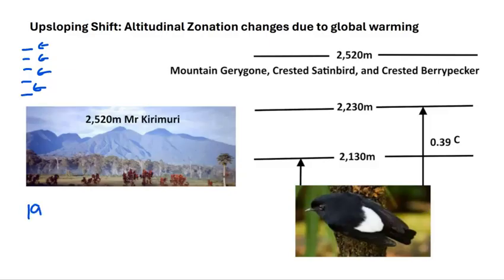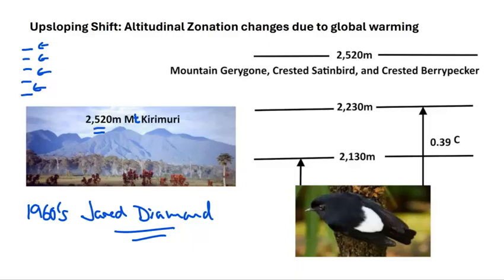In the 1960s, there was a famous study by Jared Diamond, a well-known author of biology books, in Papua New Guinea on a mountain, that should be Mt Kirimuri, which has an altitude of 2,520 meters. And Diamond, progressing up the mountain regions, plotted the distribution of the various species of tropical birds in that area.